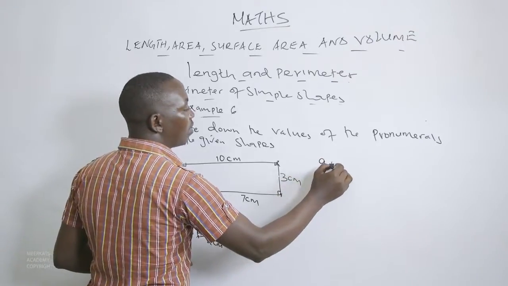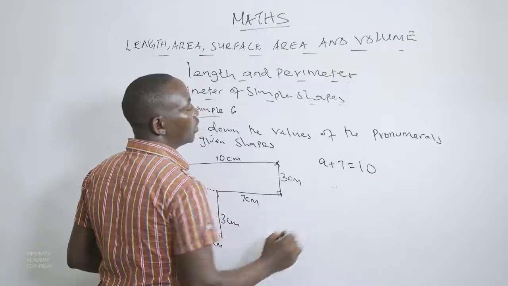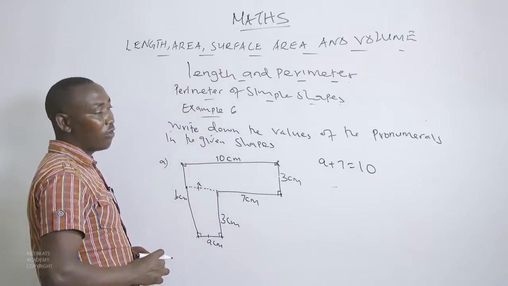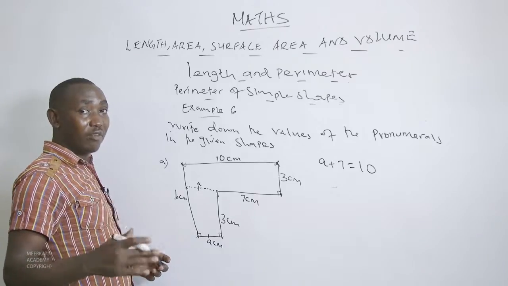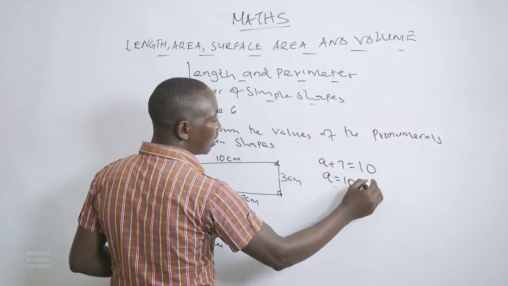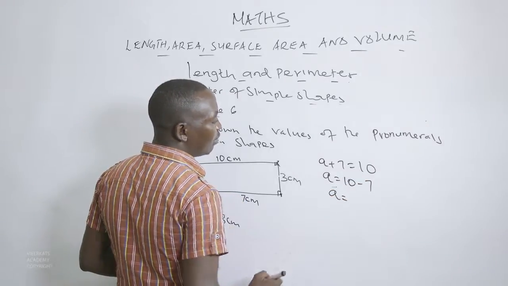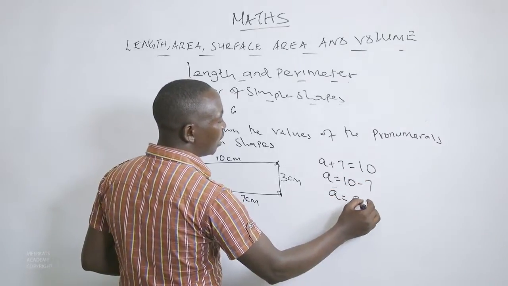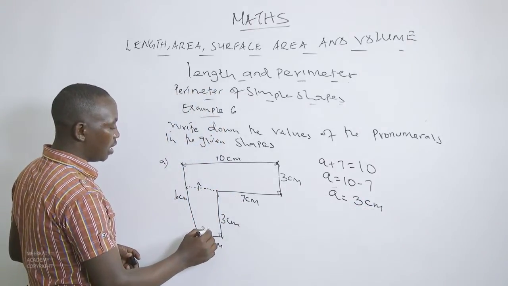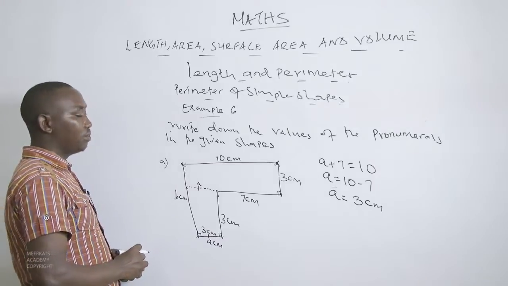That is A plus 7 is equal to 10 centimeters. And that means we can now find the value of A by subtracting 7 from both sides. So that will give us that A shall be 10 subtract 7, which will give us the value of A to be 3 centimeters. So this is 3 centimeters.